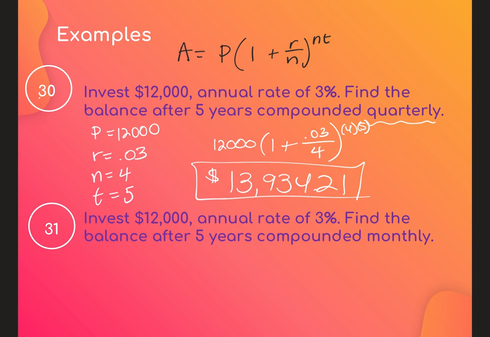You should get $13,934. It actually is 209. So we round it because it's money. We round it to the cent, which would be 21 cents.